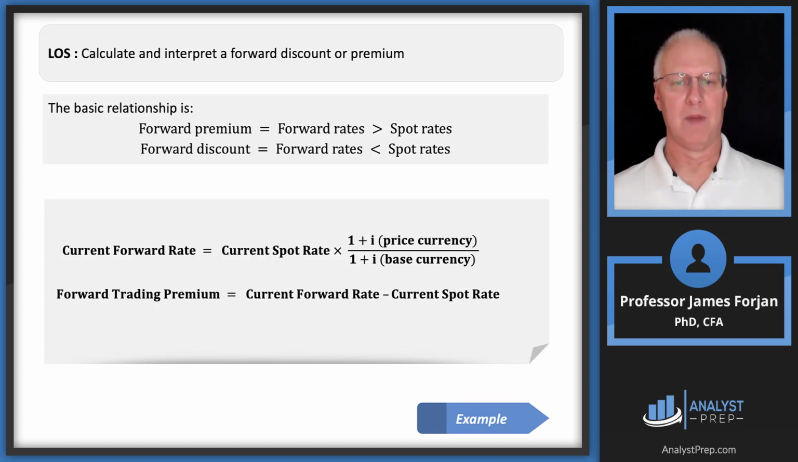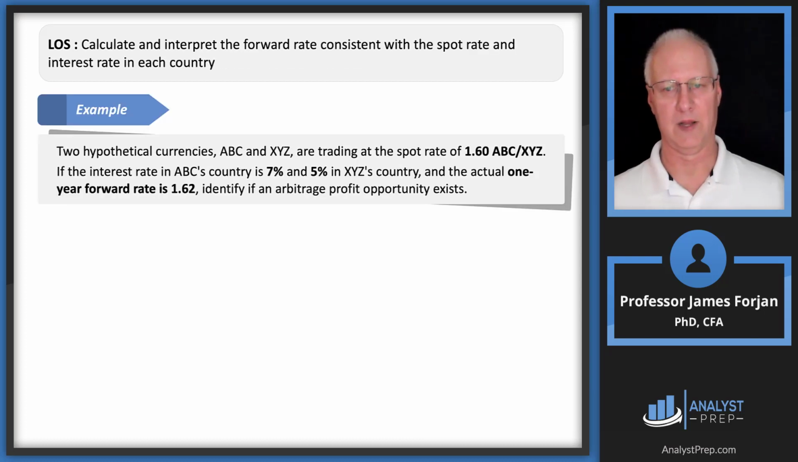Now, down in that bottom box, we put that formula once again for the forward rate, but look above, basic relationship. So we have a forward premium if the forward rate exceeds the spot rate, and we have a forward discount if the forward rate is less than the spot rate. And so look down at the bottom there. So forward trading premium is the current forward rate minus the current spot rate.